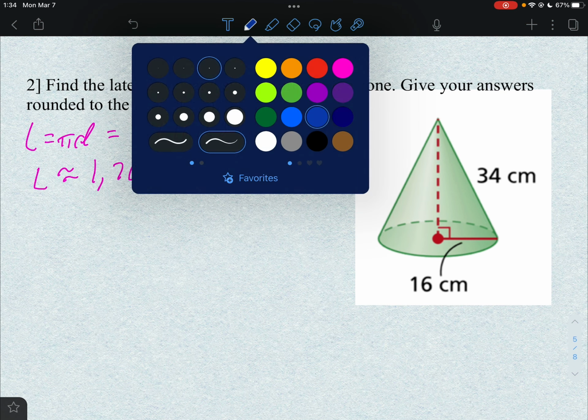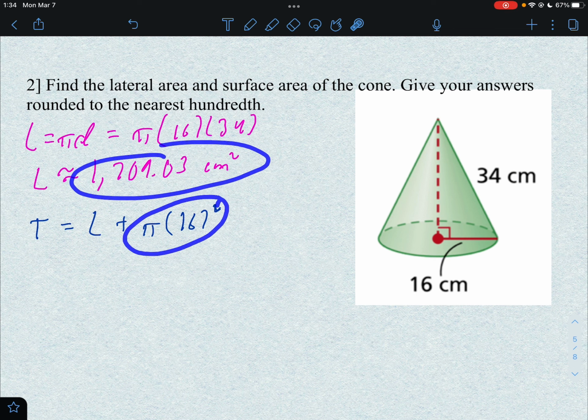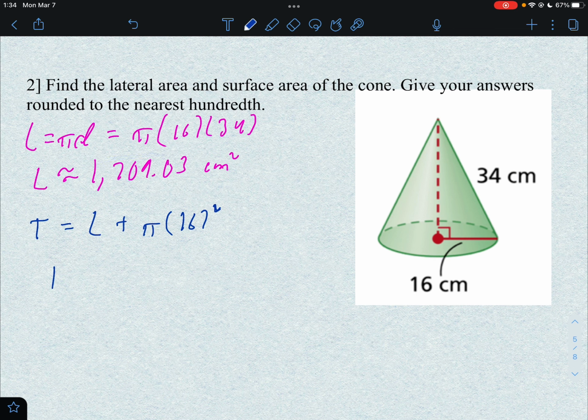For our total, we're just going to take that answer that we got, so it's going to be L, plus pi r squared. So just take this and add pi times 16 squared to it, and our total would be 2,513.27 square centimeters.